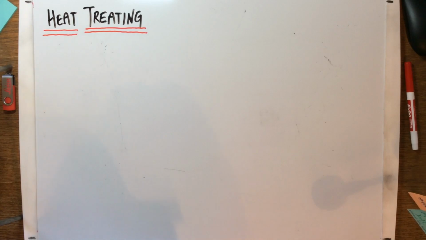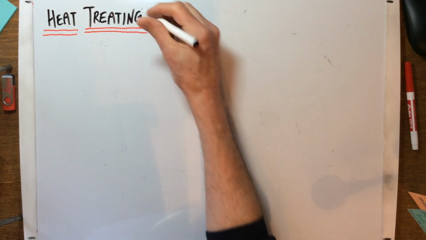Heat treating can be defined as the controlled application of time, temperature, and atmosphere to produce a predictable change in the internal structure or microstructure of a metal. So let me write that down for you.